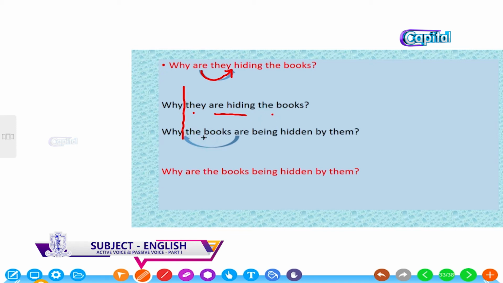So, the object is brought here, the books, plural and simple present continuous tense. So, the be verb are, it is continuous or progressive. So, we should add being plus past participle of the main verb hide, hidden. The books are being hidden by them, but it is actually not in the question order. So, we have to make it again to the question order. So, bring the be verb before the subject. So, are is brought here. Why are the books being hidden by them? Now, it is the perfect question order.